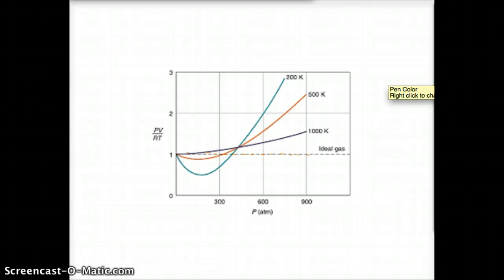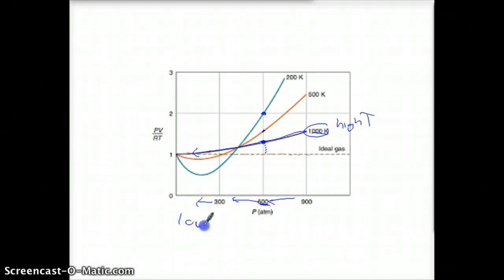So first you can see, at a pressure of 600 atm, 1000 Kelvin versus 600 versus 200. At 1000 Kelvin, we're closest. So this shows our high temperature means a gas behaves more ideally. If we look back, as we go this direction, just follow one of the lines. We can see as we go back to the left, the line gets closer to ideal behavior. And as we go to the left, we have low pressure. So again, low pressure, high temperature means a gas behaves ideally.